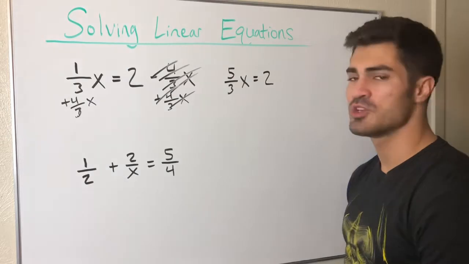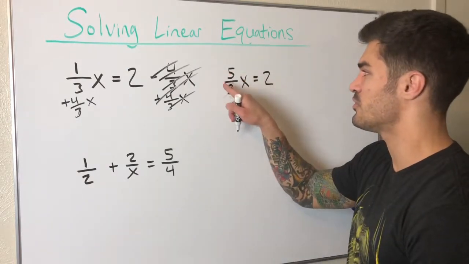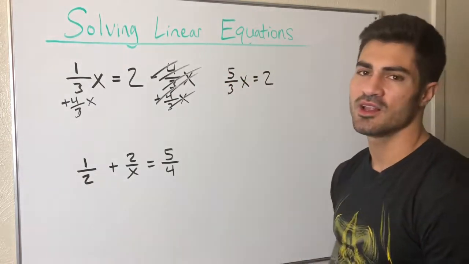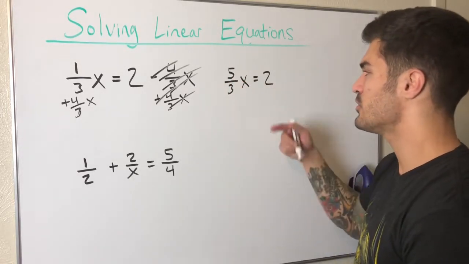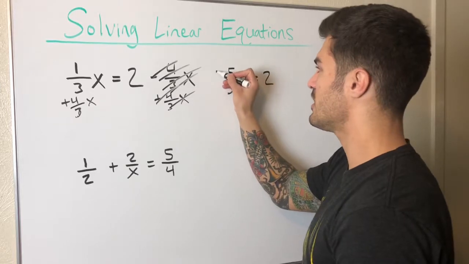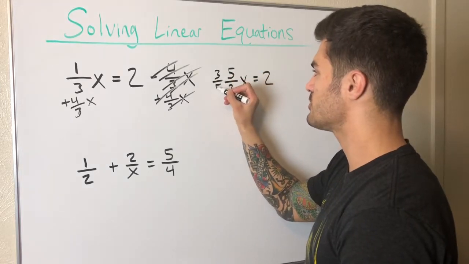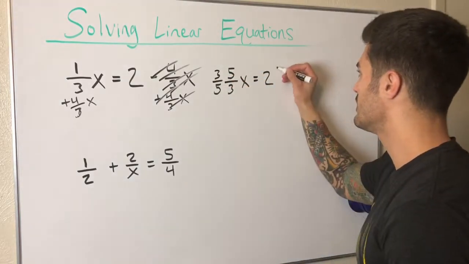But basically what you're doing is you're multiplying both sides by the reciprocal of this number in front of the x. That's what you're always going to do. When there's a fraction like this in front of the x, you multiply both sides by the reciprocal, and that's how you can cancel that fraction. So look what happens if I multiply by 3/5 both sides.